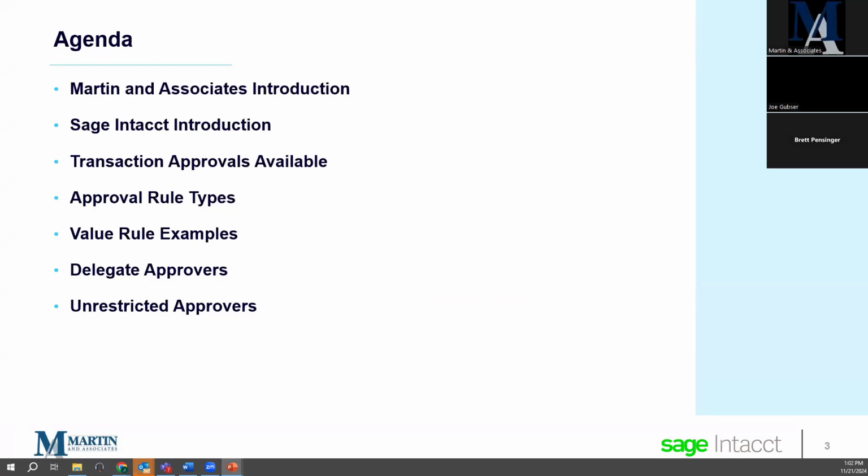Here's a quick agenda for what we're going to cover today. We'll do a quick introduction of Martin and Associates and a quick introduction to the Sage Intacct product in general, though all this PowerPoint stuff is going to be pretty quick. We're going to talk about transaction approvals that are available, and approval rule types that are available. Value rule examples: we'll go through some screenshot examples of how the approvals will flow through. We'll talk about delegate approvers, and we'll talk about unrestricted approvers as well.